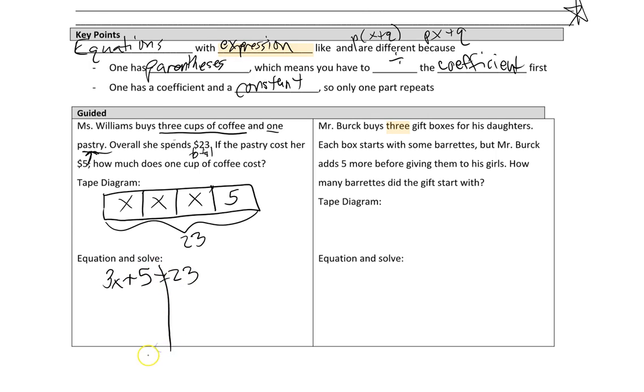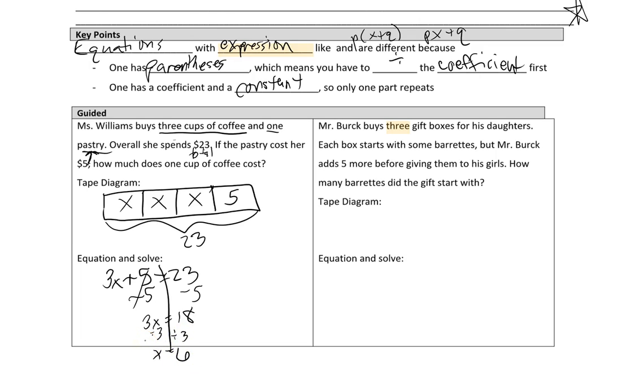And we can solve this. First thing we would want to do here, we can't get rid of the 3 because, again, the 3 is only attached to the x. So here we have to get rid of the 5 first. And then we're left with 3x equals 18. Now we can divide by 3 and get x equals 6.